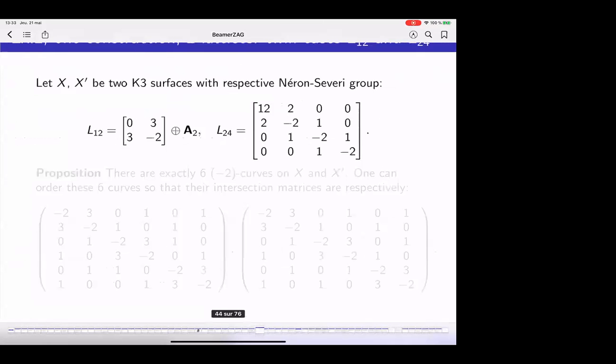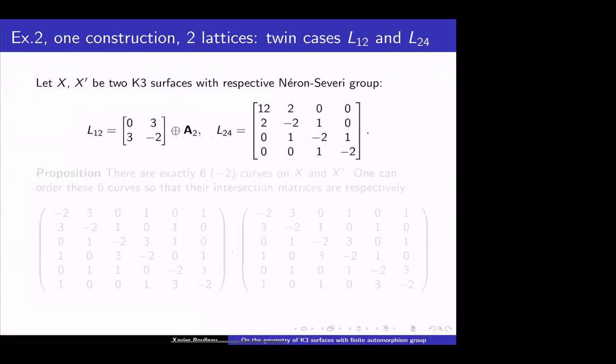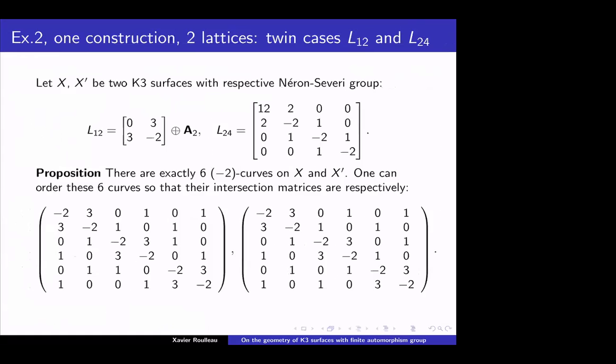The second example is in fact 2 examples in one. So it is one construction for 2 lattices. So there is a kind of twin phenomenon. So I will consider X and X prime, 2 K3s with Néron-Severi group L12 and L24. So these are notations. You see these are rank 4 lattices, which are Néron-Severi groups of K3 surfaces.